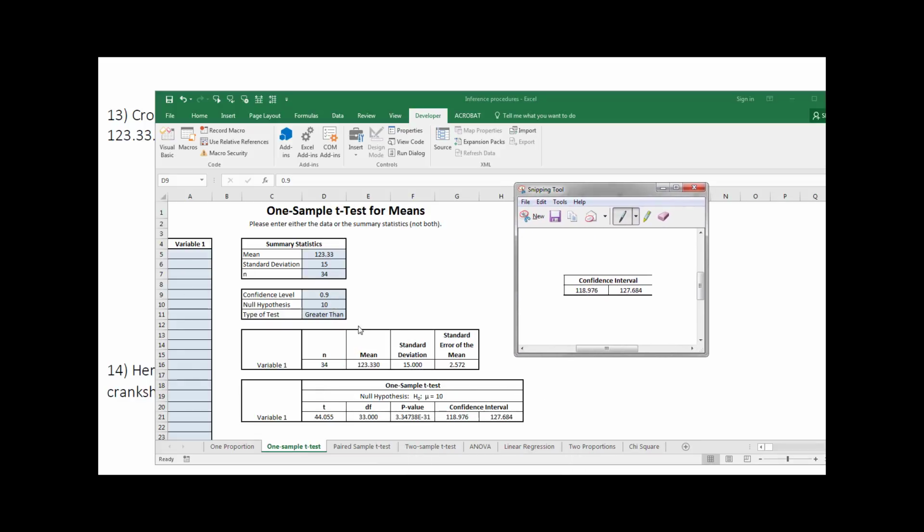Again, we'll revisit this spreadsheet when we look at inference procedures in Unit 4. A lot of this other stuff we don't really know what it does, but we can read off the confidence level just fine here. So our estimate for the population would be somewhere between 118.9 and 127.7.